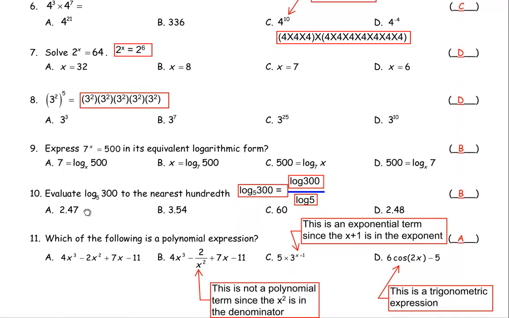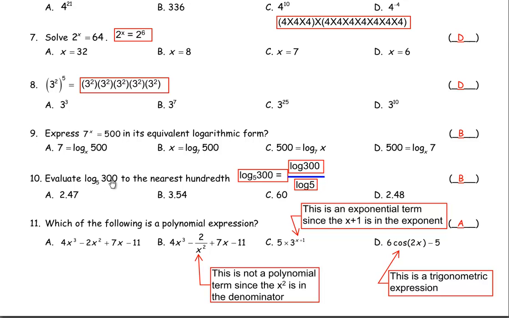For number 10, we're asked to evaluate the logarithm of 300 base 5. And chances are you don't have a calculator that does base 5, but it will do base 10. So what you can do is take the logarithm of 300 and divide it by the logarithm of the base, and you should get 3.54. It should look like this.